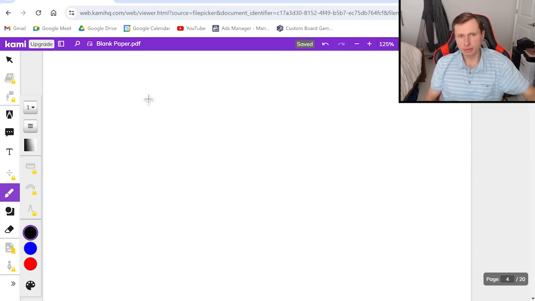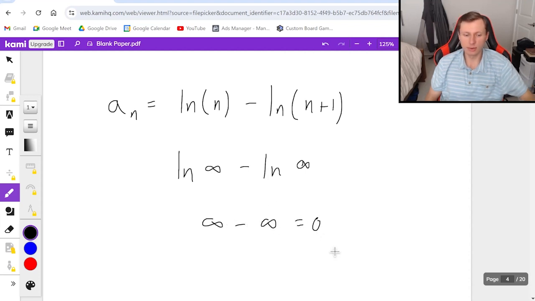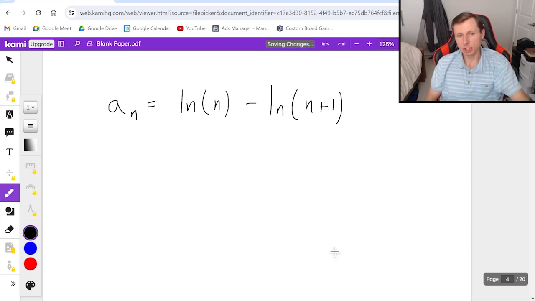And then the last one I have for today, the sequence is the natural log of n minus the natural log of n plus 1. And again, just a little hint for you. If you try the limit as n goes to infinity, you're going to get natural log of infinity minus natural log of infinity, which is kind of tough to deal with. You can't just say infinity minus infinity equals 0. That's not allowed. So my hint to you is to combine these two logarithms using properties of logarithms. So go ahead, give this one a try, and here's the solution.